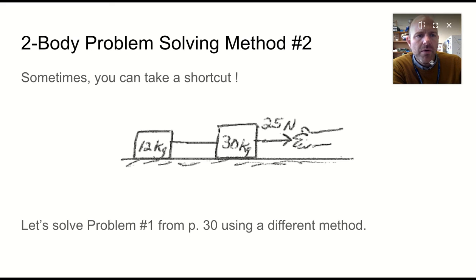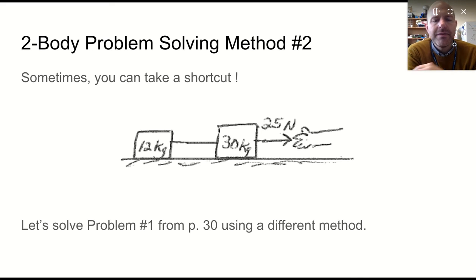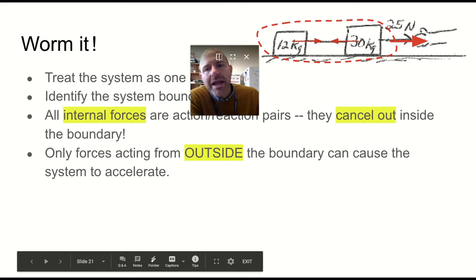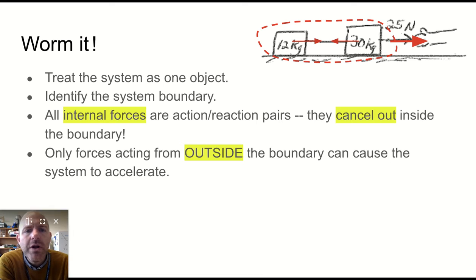We can do a little bit more, though, because we've already seen that if you set up the two equations and you solve them, two equations, two unknowns, you can get there. But there's another method that can be a little bit simpler. So we're going to look at problem 1 from page 30 if you want to follow along. And in this problem, we are going to treat the entire system as one object.